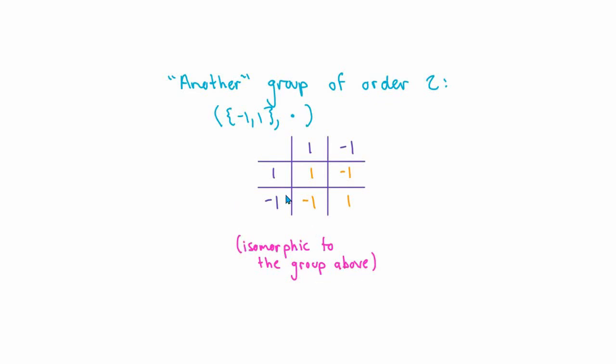And you can see that pretty clearly if you just arrange the elements of this group in the multiplication table as I've done here. If you relabel the 1s as E's and the -1s as X's, you end up with exactly the same multiplication table as the one for the group that we saw before. That means that these two groups are isomorphic to one another.